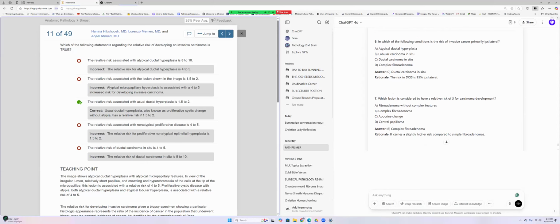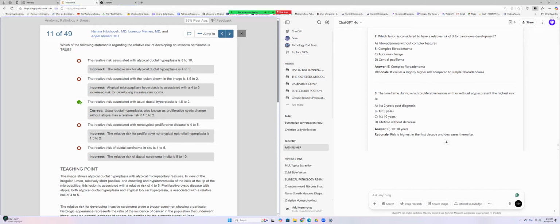Which of the following is the risk of breast cancer primarily ipsilateral? It is DCIS. Every other one is bilateral: ADH, ALH, LCIS, complex fibroadenoma. DCIS has ipsilateral risk. Which lesion is considered to have a risk of 3 for carcinoma development? 3, 1.5 to 2.